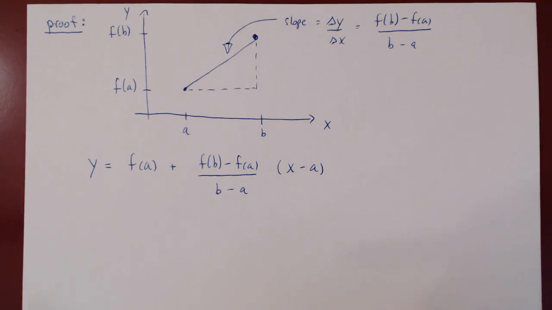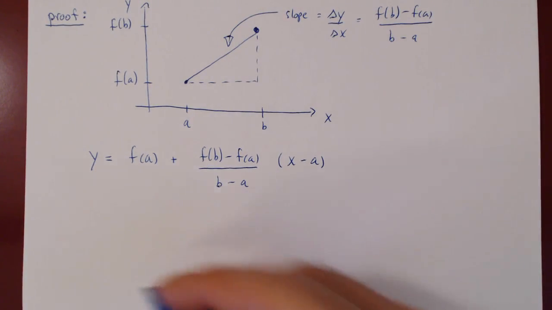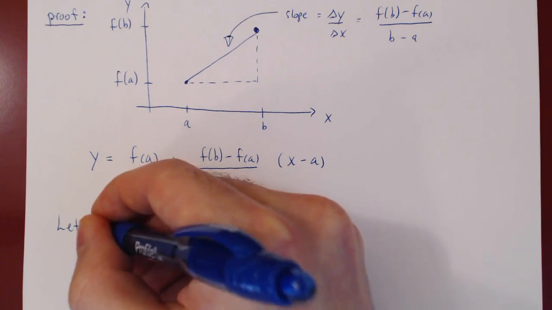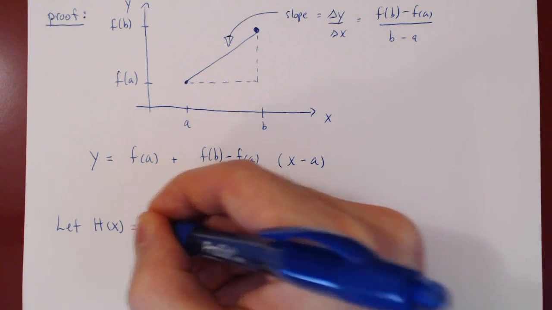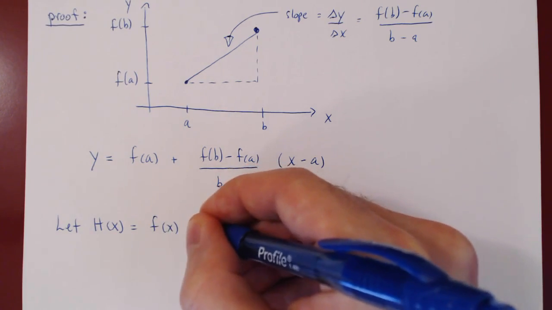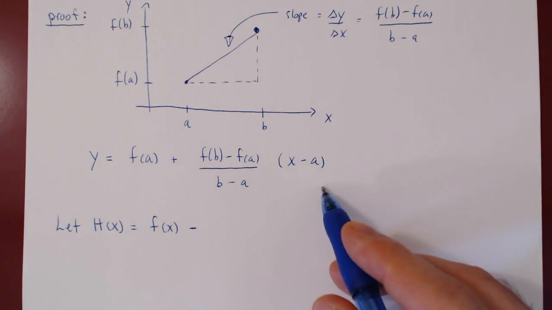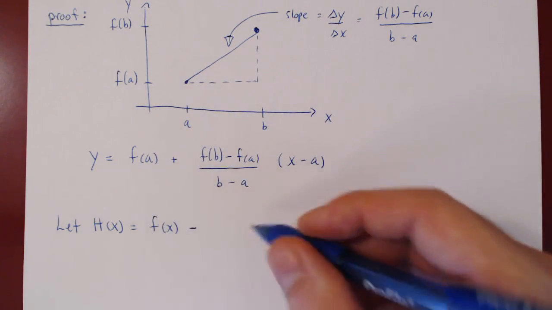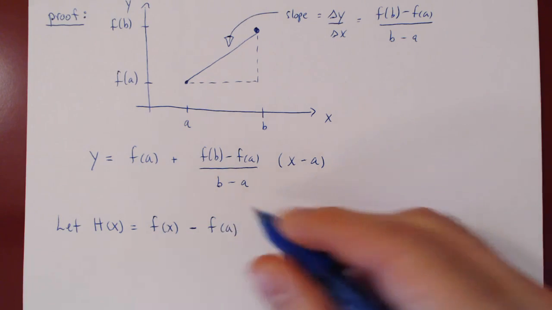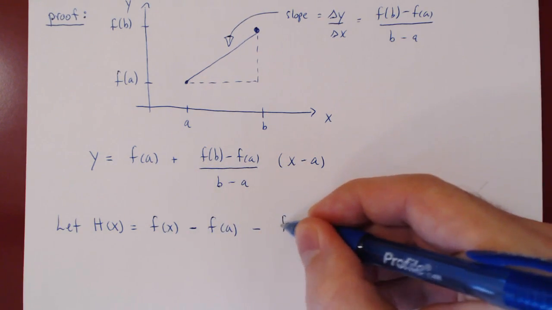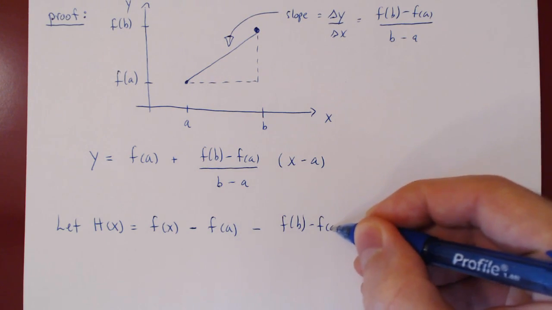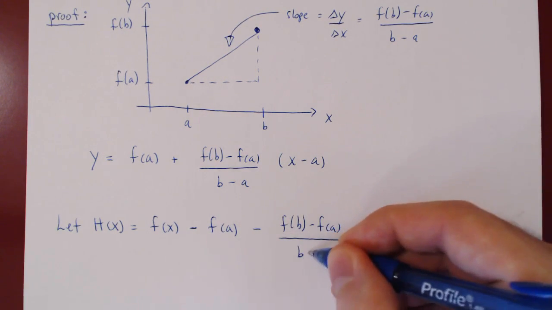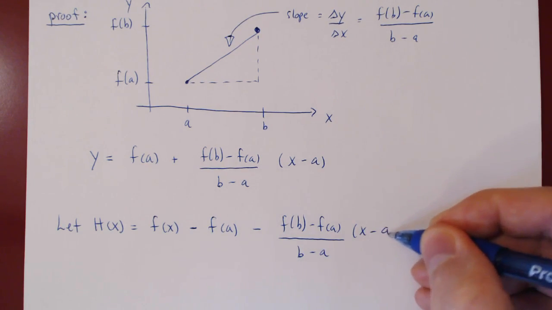And now from this, we're going to construct a new function, simply the original function f of x minus this function. We can call this function, say, h of x. So we let the new function h of x be the original function f of x minus the equation of the line passing through the points (a, f of a), (b, f of b). So I have minus f of a minus all this, so minus f of b minus f of a over b minus a times x minus a.